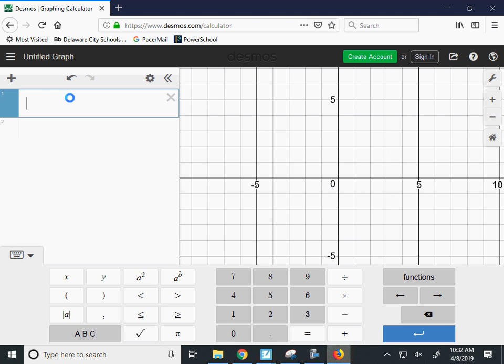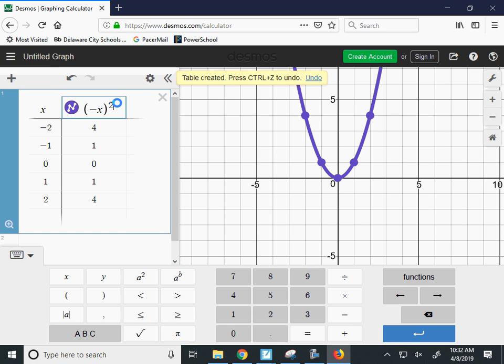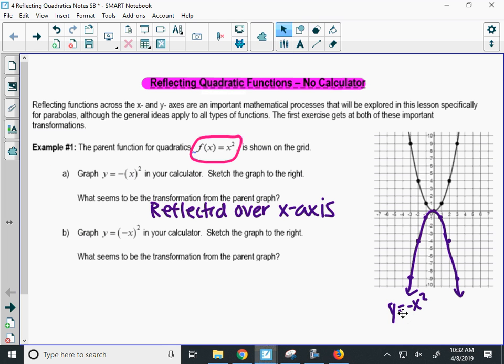So let's type this one in. Y equals parentheses negative x squared. That's interesting. Let's plot that one. 0, 0, 1, 1, 2, 4. It looks like when I plot that, I actually get the same parabola that I started with. So it actually doesn't look any different.